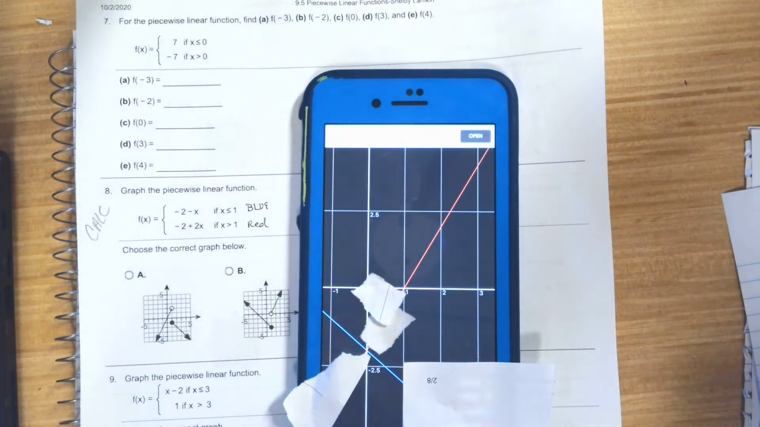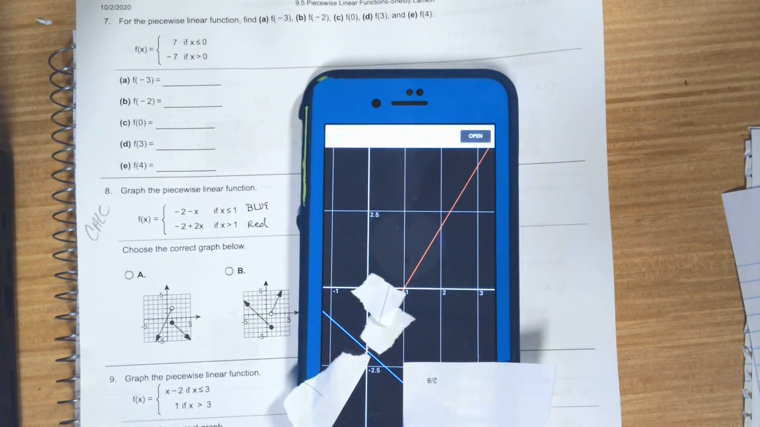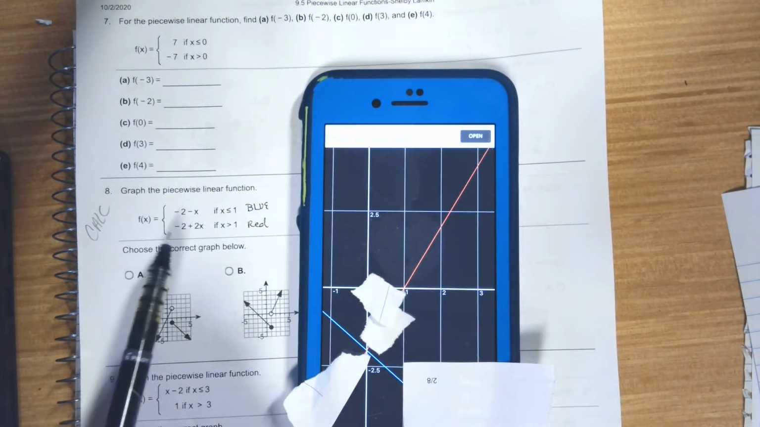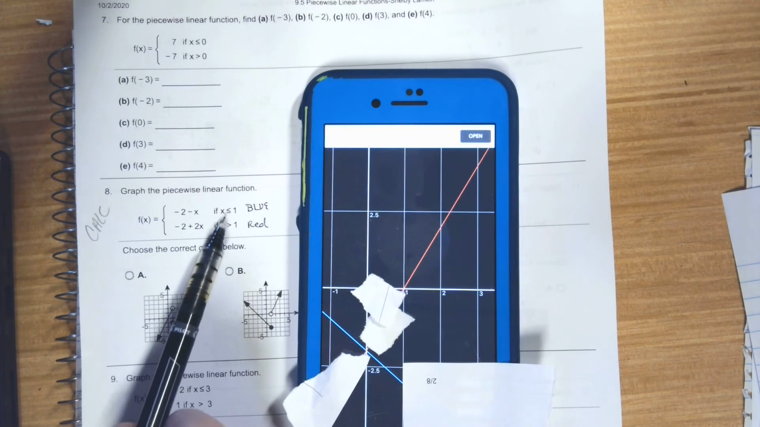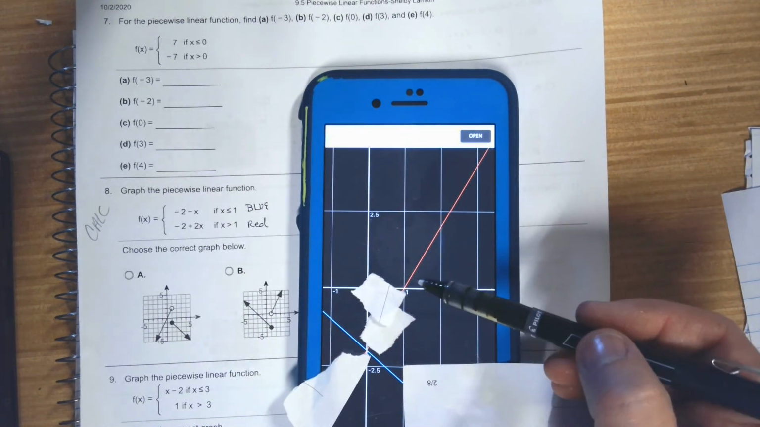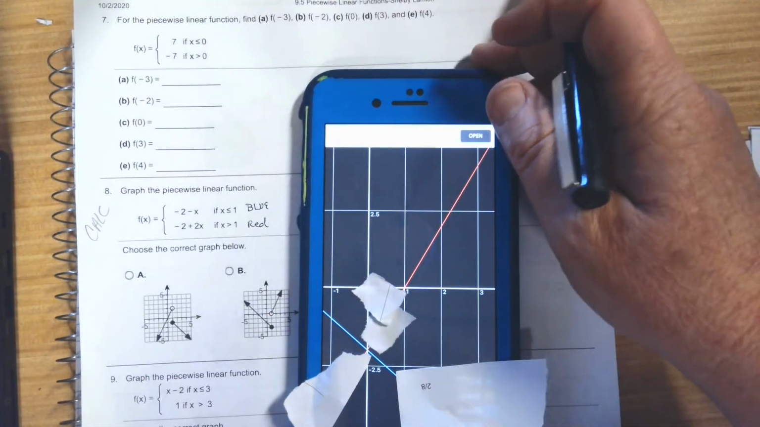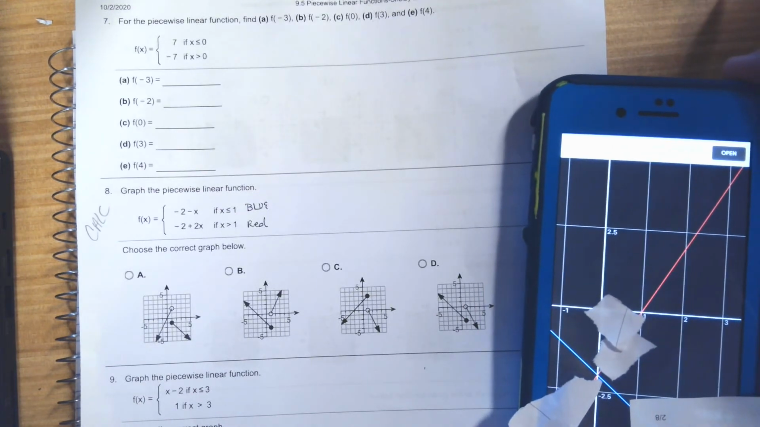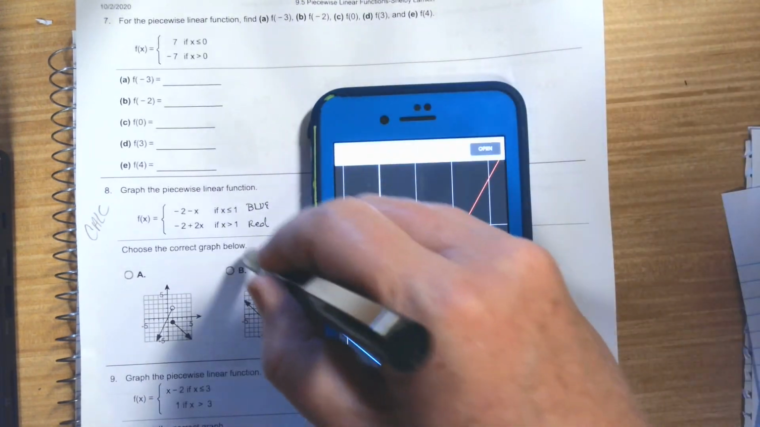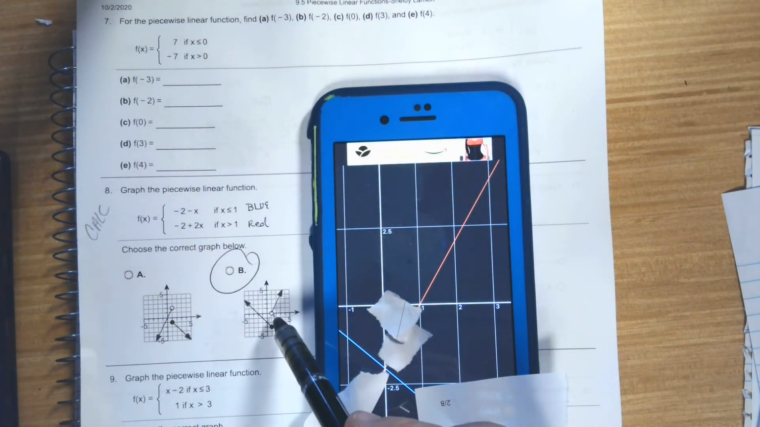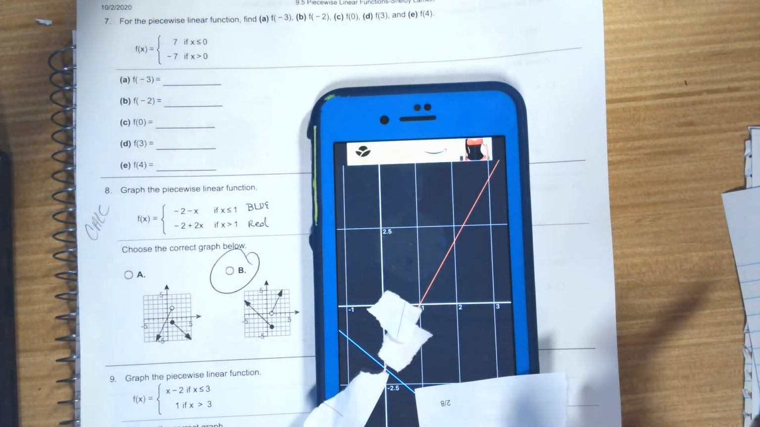Now let's talk about open circles and closed circles. We're going to have an open circle on the red line right here, but we're going to have a closed circle on the blue. How do we know? Because of the underscore under the inequality sign. So it's this with a closed dot, and then it picks up here with an open dot. Now, which one looks like that? I'm going to say B. It's got a closed dot, then an open dot, and it goes up from there.